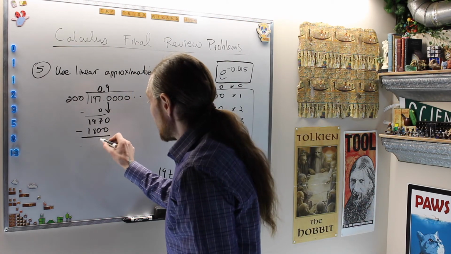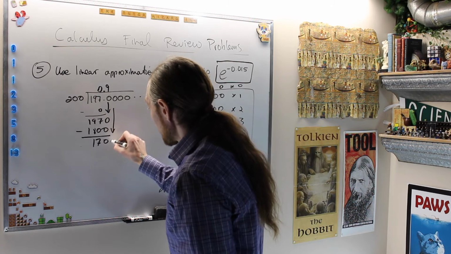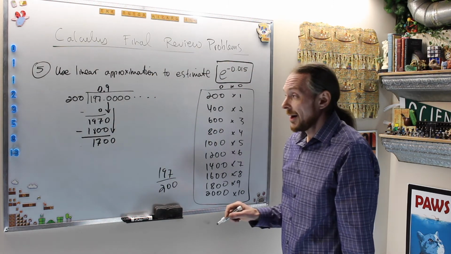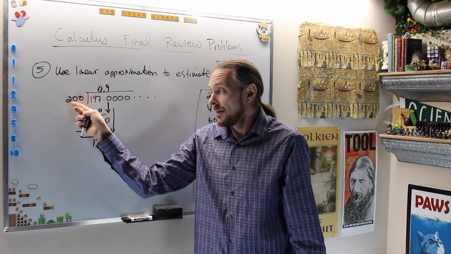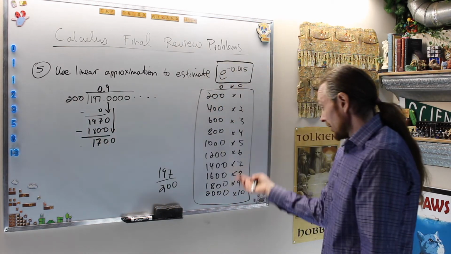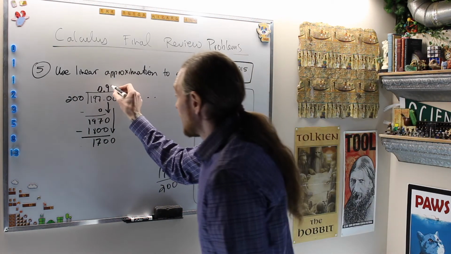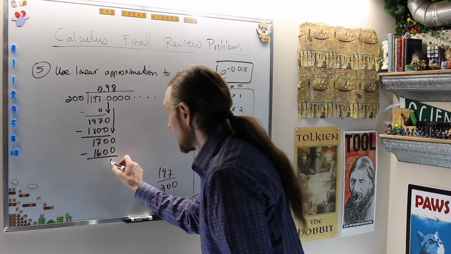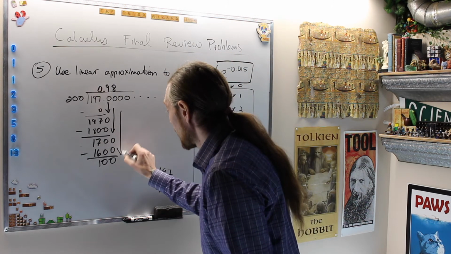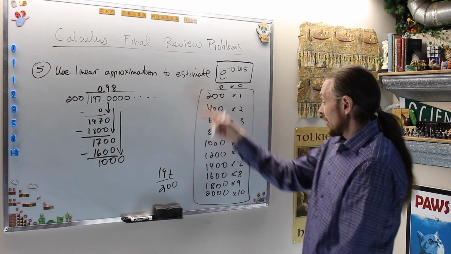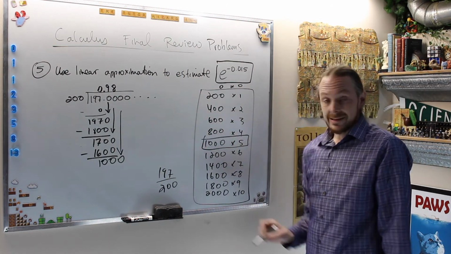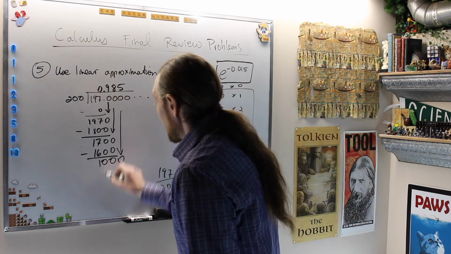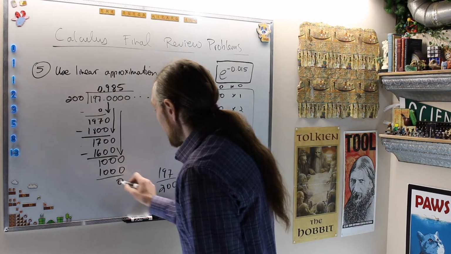Then we subtract: 0, 7, 1. I bring another 0 down. Now I do the same thing. How many times does 200 go into 1,700? I look and I see it's 8, and so I get 1,600. I subtract and get 100, and then I bring down a 0 to get 1,000. And then, there it is. It goes in exactly 5 times. I get 1,000, and my remainder is 0.